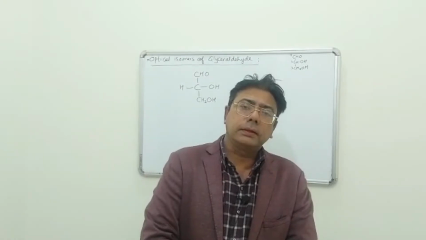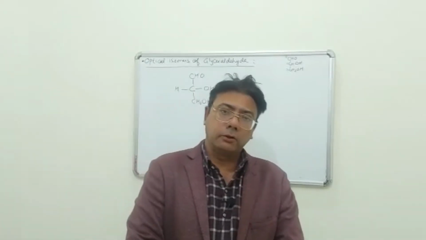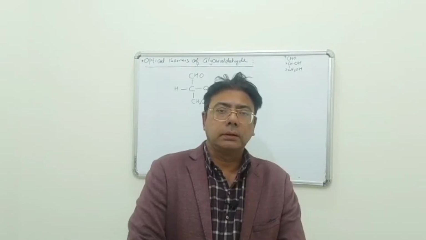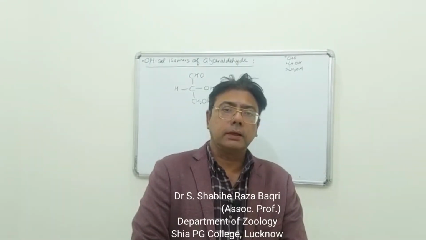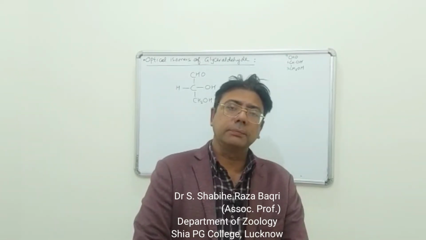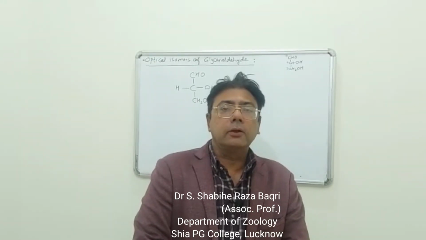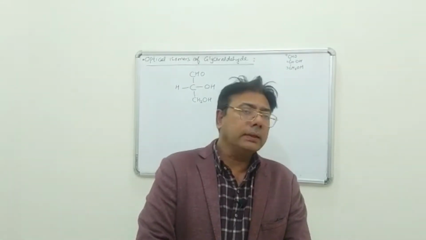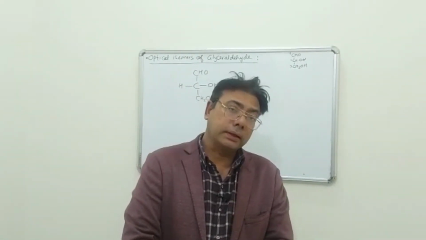So first let us talk about the optical isomerism in simplest carbohydrates. As I told earlier, there are 2 compounds. One is glyceraldehyde, which is the simplest aldose, and another is dihydroxyacetone, which is the simplest ketose. Both these carbohydrates are simplest in the class, and let me tell you that dihydroxyacetone is the only carbohydrate which is not optically active, and glyceraldehyde is optically active, and all the rest of carbohydrates are optically active also.